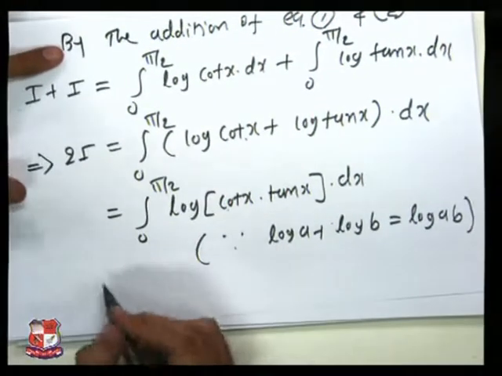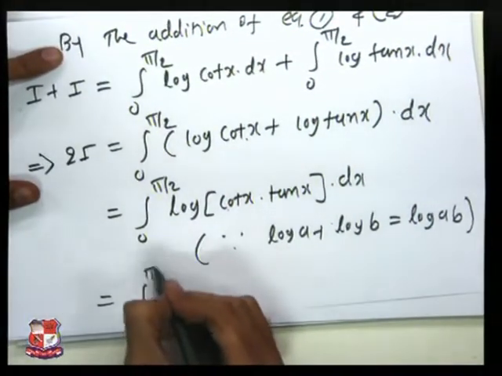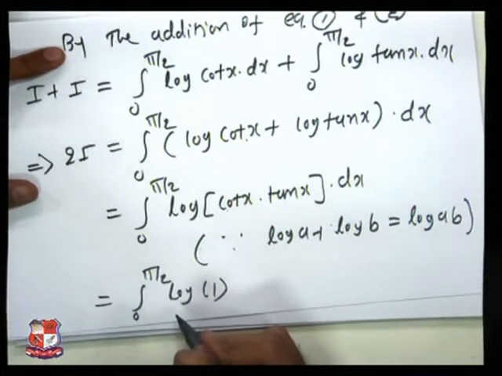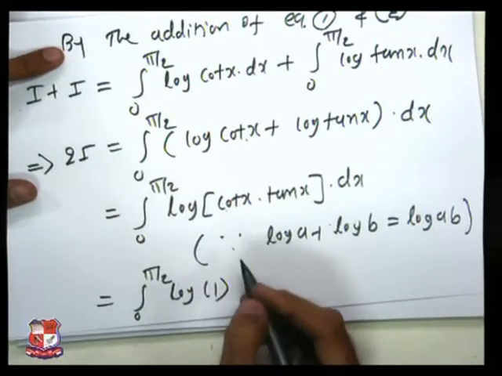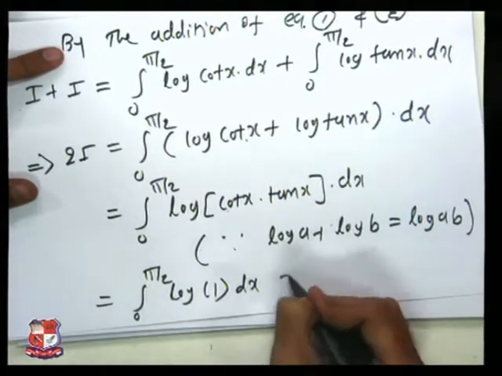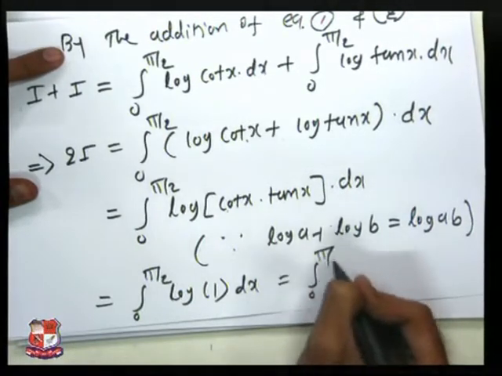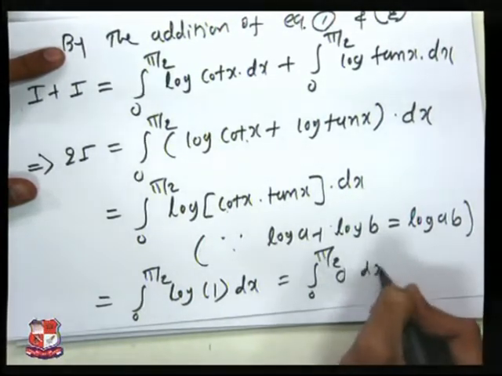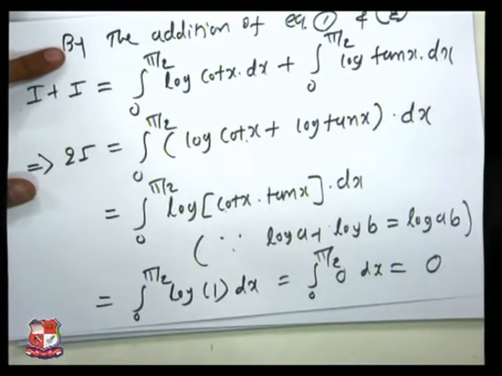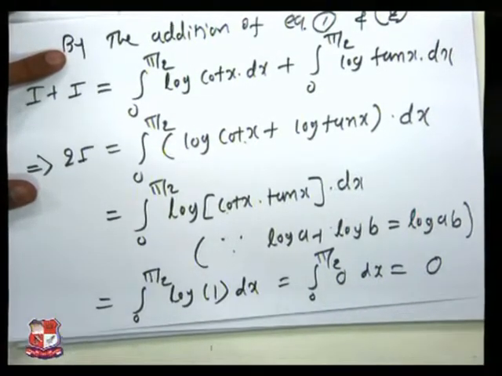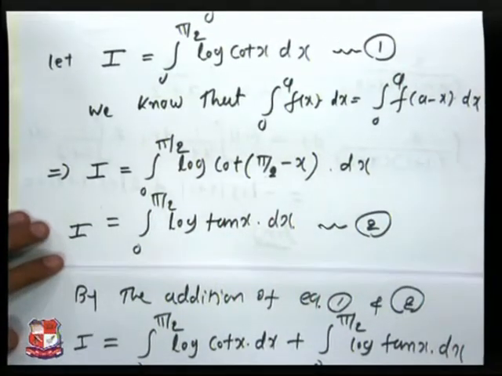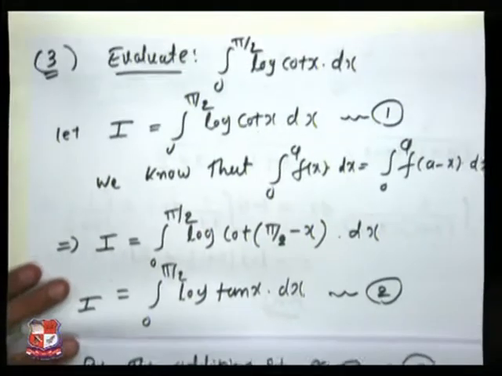So after all we will get the integral from 0 to pi by 2 of log 1 dx, and log 1 is equal to 0. So in the definite integration, 0 dx is equal to 0. Okay, so this is the answer of the integration. You can revise this if you want to, you can repeat this example.